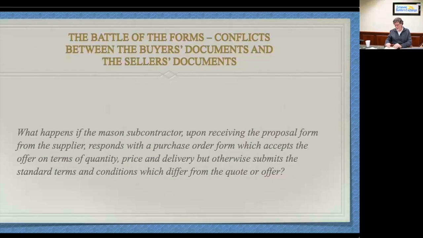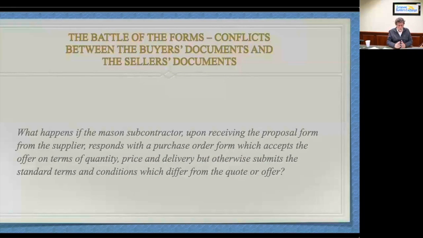The code also has a thing that I want to mention called the battle of the forms. Now, when I do this in person, I have a lot more attachments that I can have people looking at. But typically the transactional trail for a sale of goods is going to include a quote, or perhaps a proposal, or a request for quote. So the first thing might be an RFQ from the buyer of goods to the seller. The seller submits a quote. Then the buyer will typically submit a purchase order, a PO. I want to buy 2,000 blue widgets from you for this price. Okay.